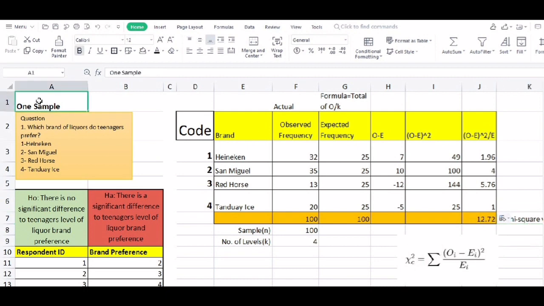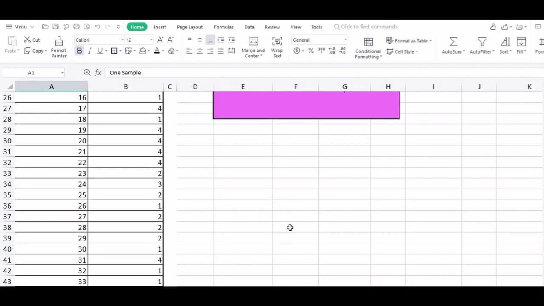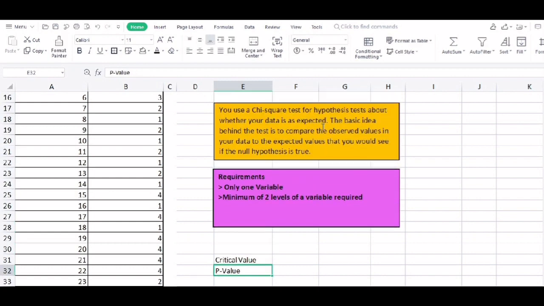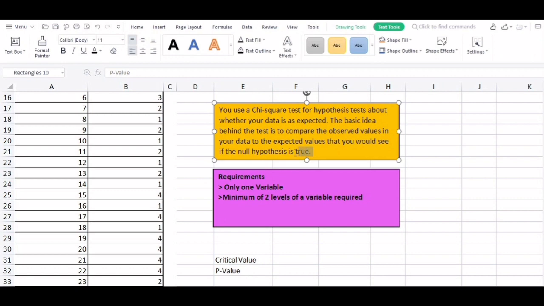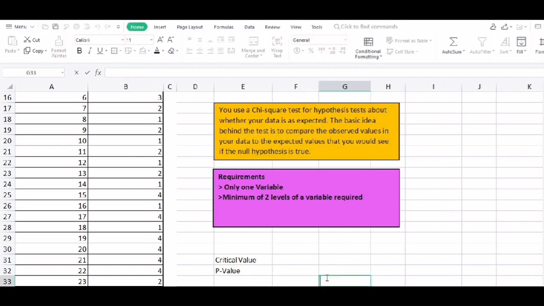Nakuha na natin yung chi-square, but the next thing that we will do, of course, is that we're going to test the hypothesis. And to do that, there are two kinds of chi-square or test statistics that we're going to do. That is critical value and p-value. Well, critical value and p-value do the same thing in chi-square. This enables us to support or reject the null hypothesis in a test.